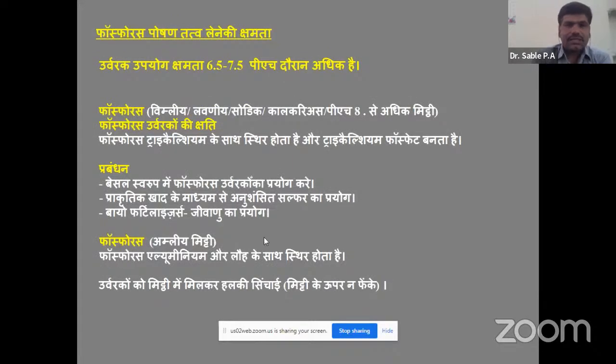macronutrient is the phosphorus. And what is the concept of fertilizer use efficiency regarding the phosphorus? As you know, there are so many types of soils present in India, and in such cases, phosphorus use efficiency can be affected by the soil condition, like sodic, saline, alkaline sodic soil, calcareous soil. That means when pH is more than 8, in such cases, the fertilizer use efficiency of the phosphorus can be increased by adding some amendments and agricultural practices.